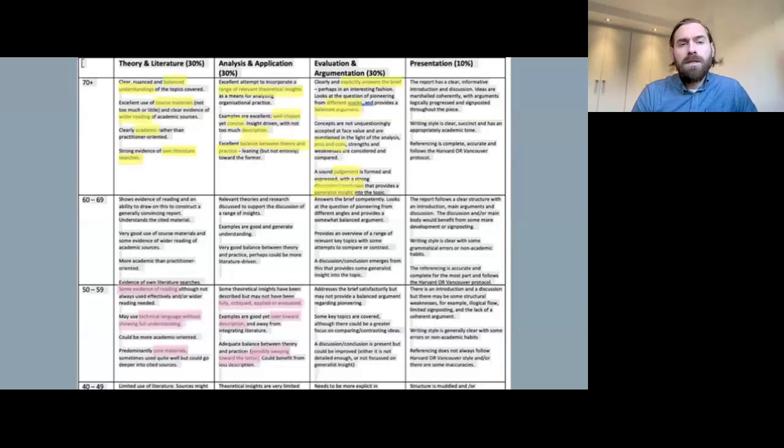So you're also pointed towards here. Concepts not unquestionably accepted at face value are questioned in the light of the analysis. Pros and cons, strengths and weaknesses are considered and compared. Again, this suggests to you an idea about the structure. So you are actually being pointed towards saying, well, what are the pros and cons and strengths and weaknesses of ideas? And this is one way of starting your piece.